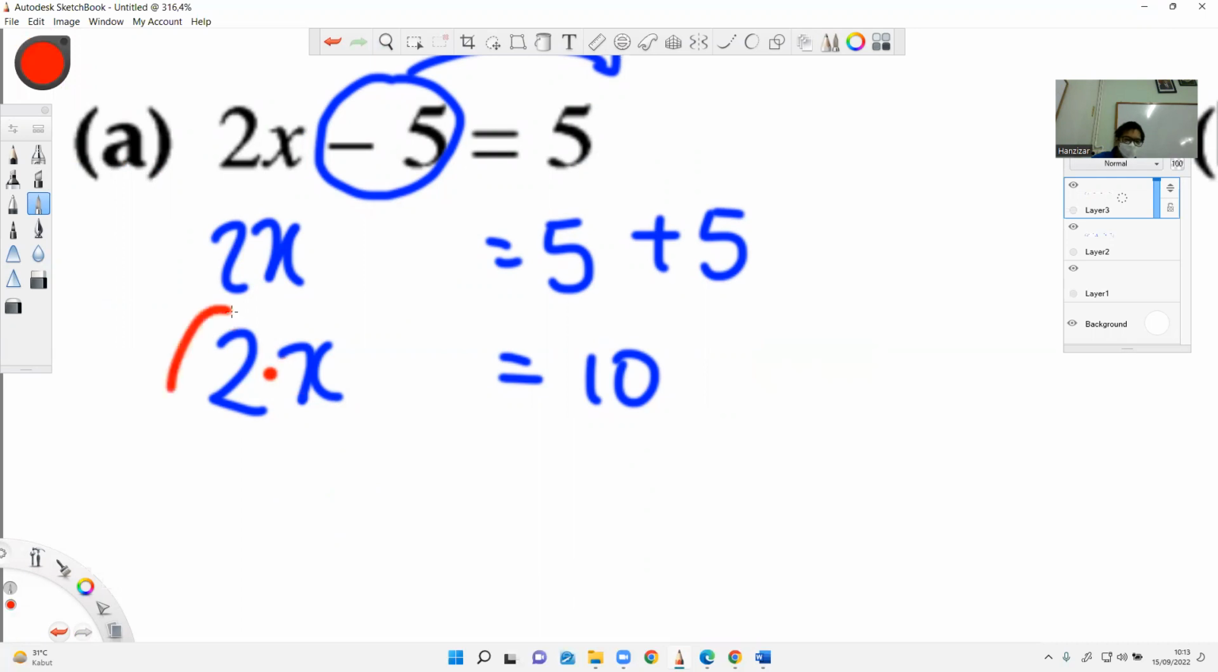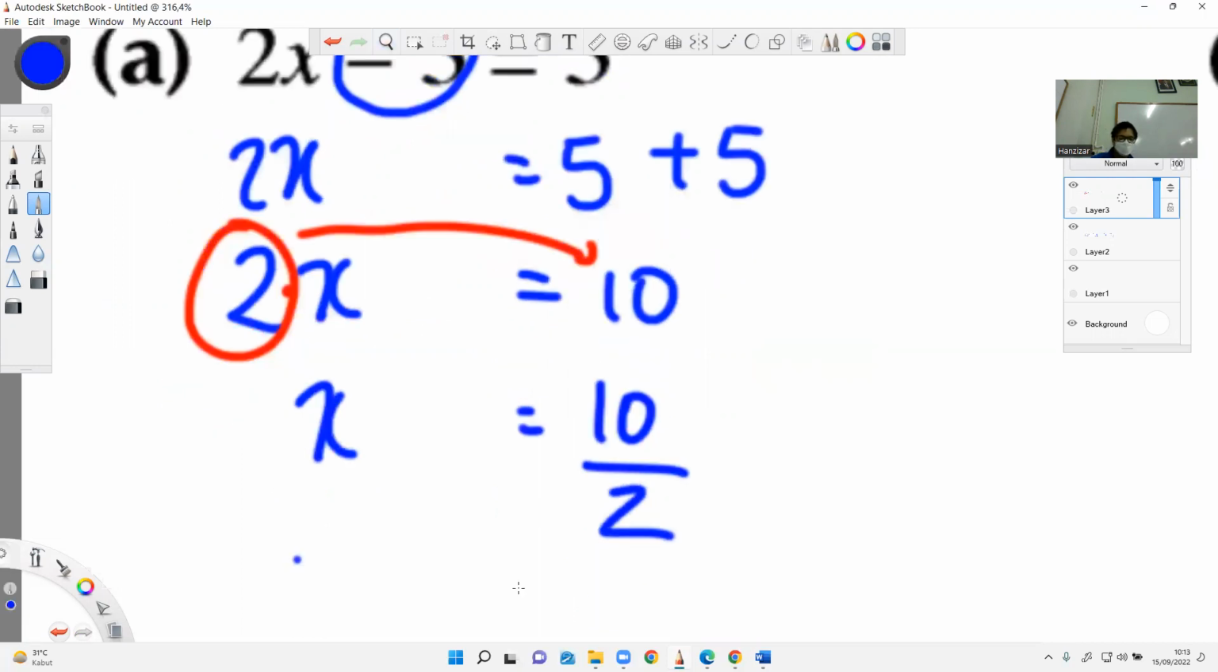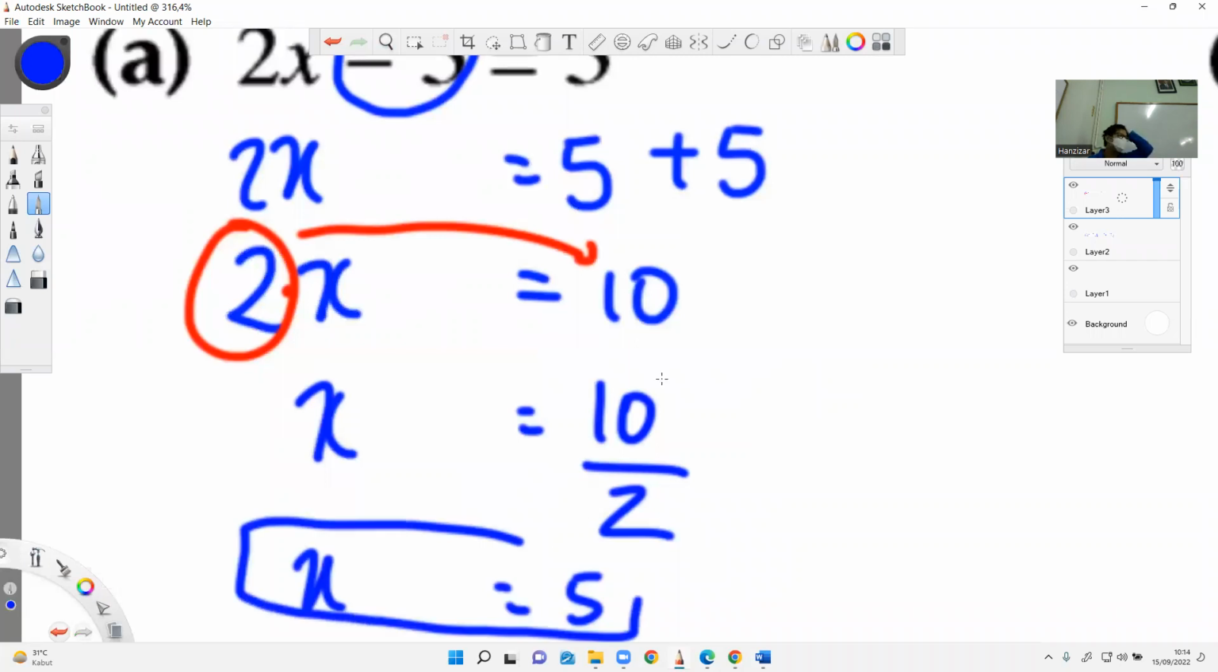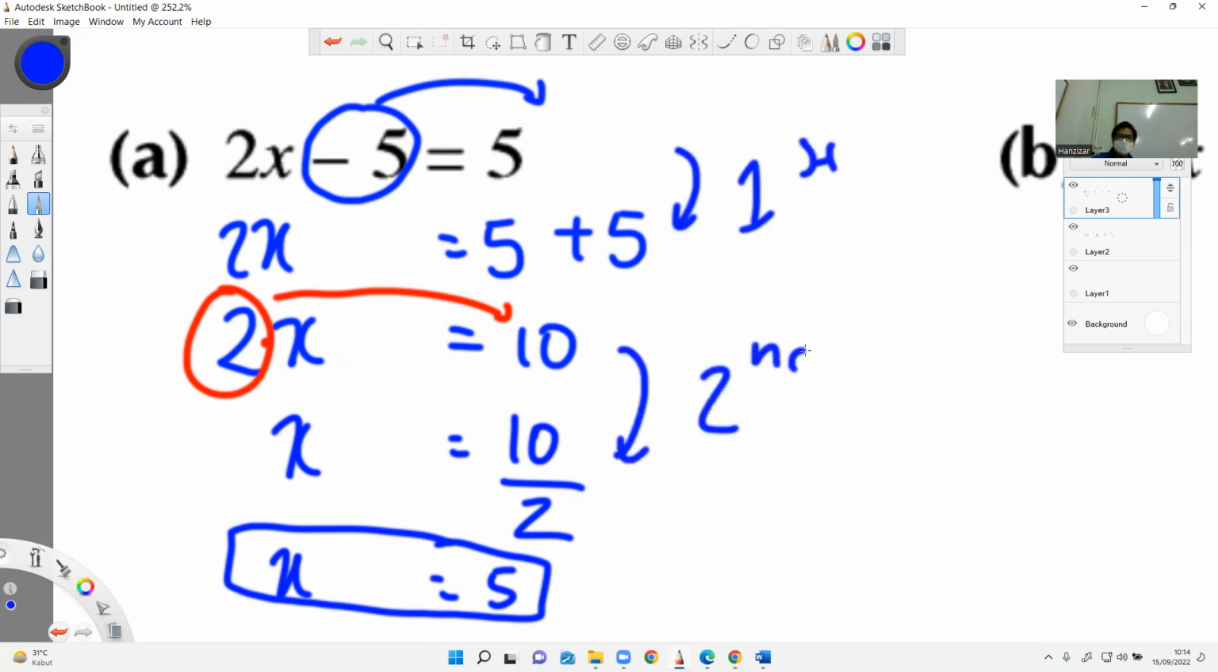So you move the 2 to the right side, becomes divide. So x equals 10 divided by 2, or just put over 2. This becomes 2 times 5 and minus 5. So x equals 5. Get it? So we are doing not only one changing of sign, but two changings, right? The first changing is here, and the second changing is here.